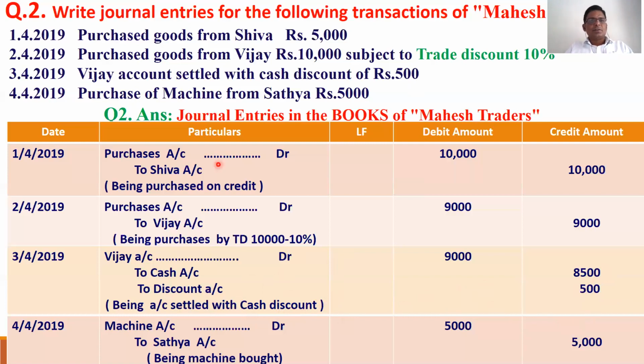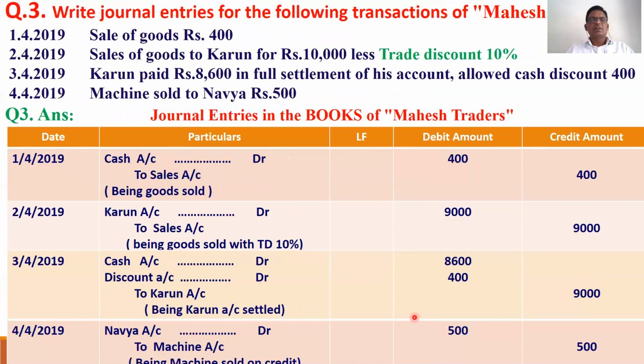Next, purchase of machine from Satya. When you purchase a fixed asset, the machine account is debited, not the purchase account. That you have to remember. When we purchase a machine, the machine account is debited, and the giver is Satya, so Satya account is credited. Machine account to Satya account, being machine purchased. This is about trade discount and cash discount. We discuss with another example.